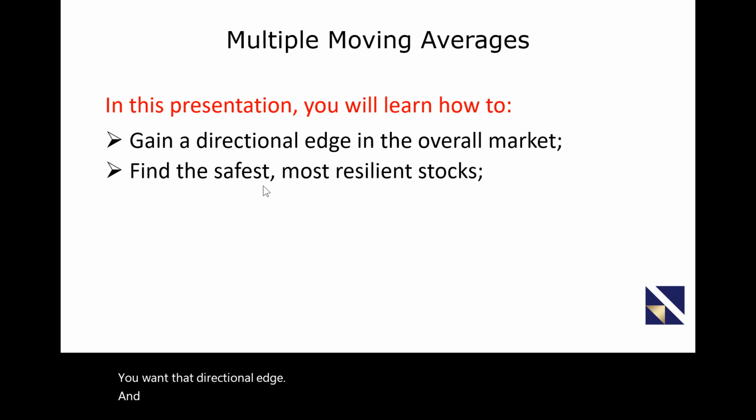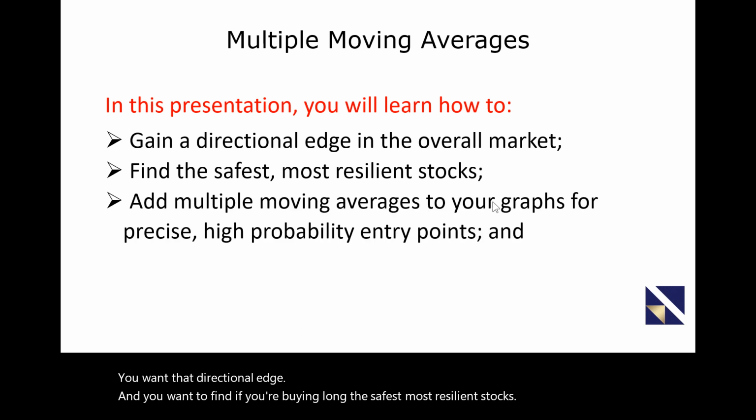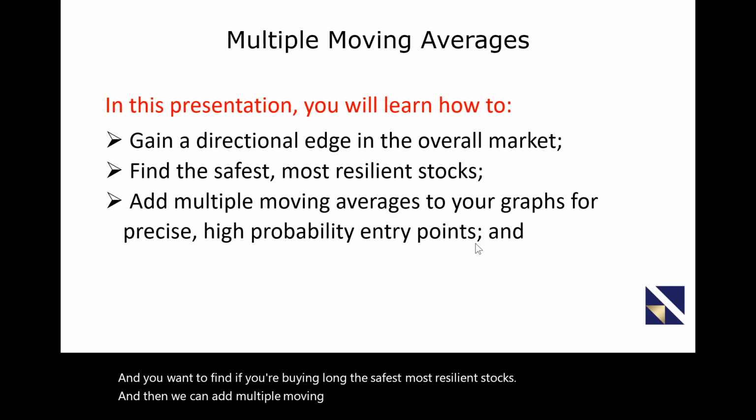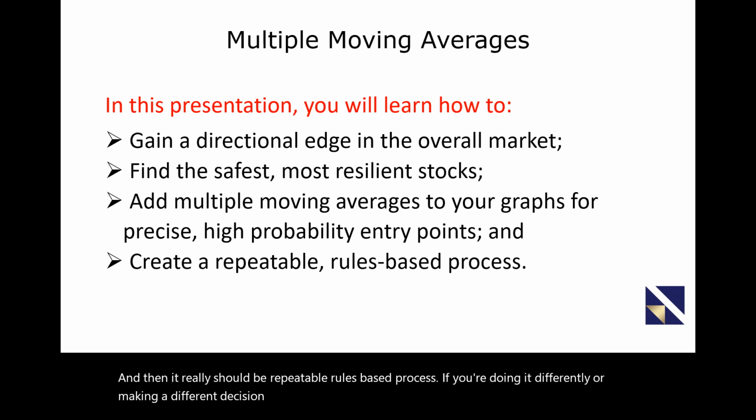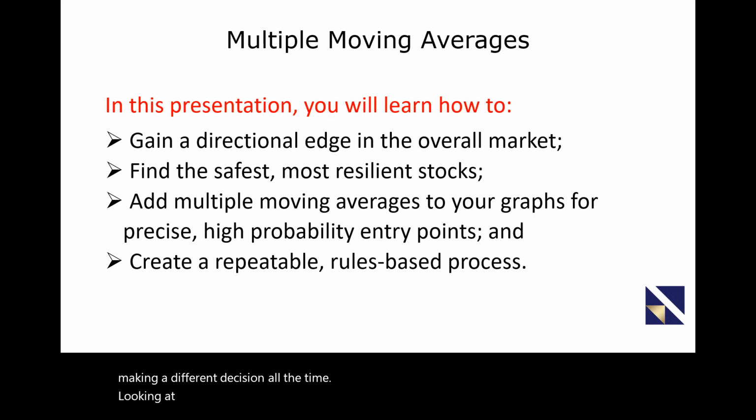And you want to find, if you're buying long, the safest, most resilient stocks. And then we can add multiple moving averages to your graphs for more precise, high probability entry points. And then it really should be a repeatable, rules-based process. If you're doing it differently or making a different decision all the time, looking at the same type of chart setup, it's just not going to work for you. You need to be consistent. Okay?